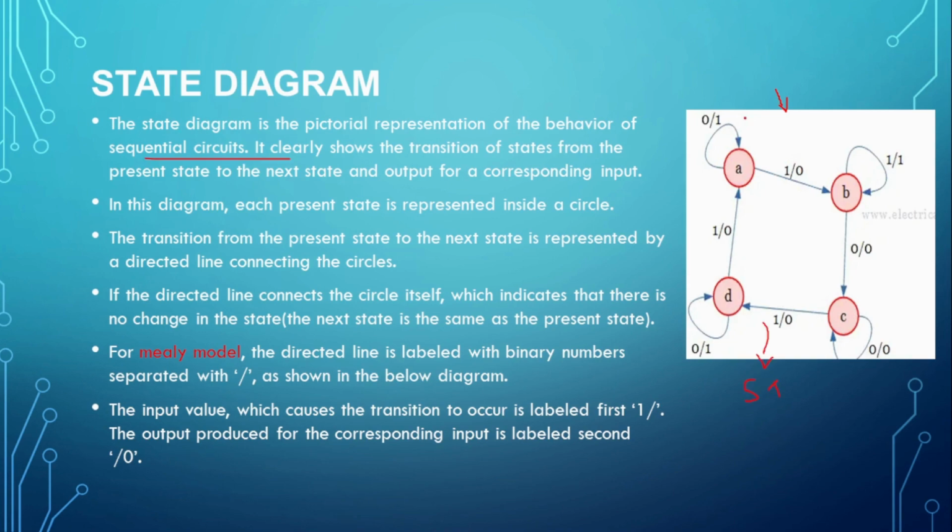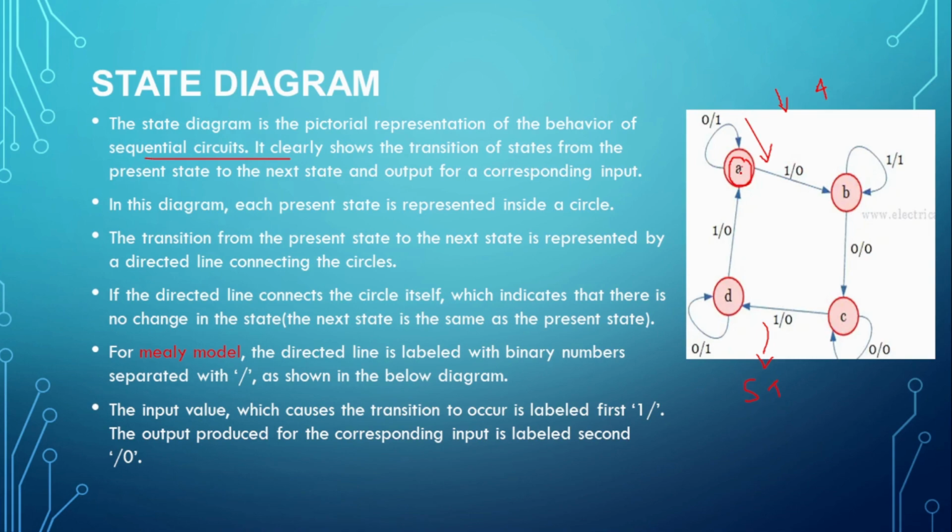In this state diagram, how many present states are available? The present state is filled inside the circle. See here, there will be four circles, so here you will have four present states. For each present state, you need to find out the next state for input equal to 0 and for input equal to 1.